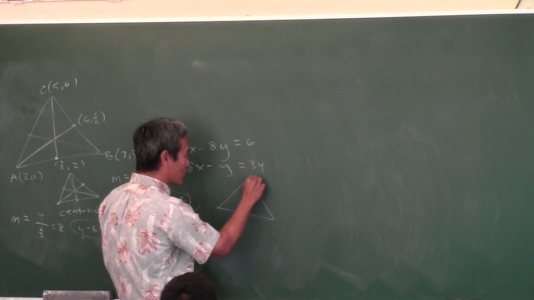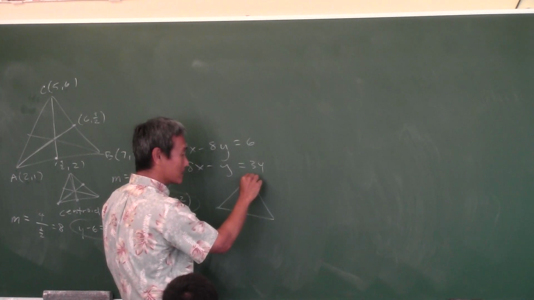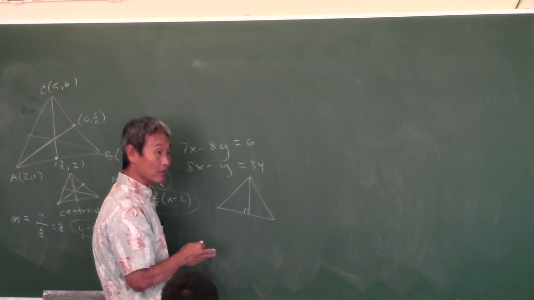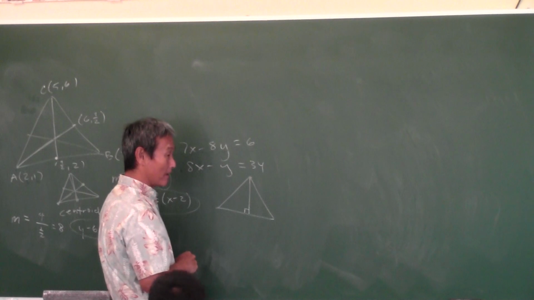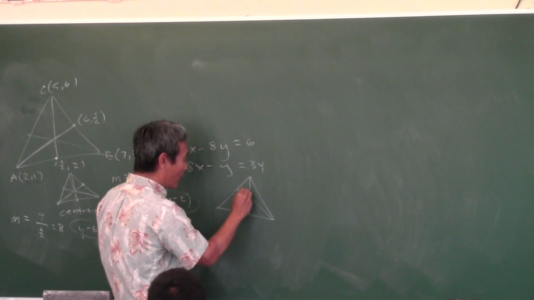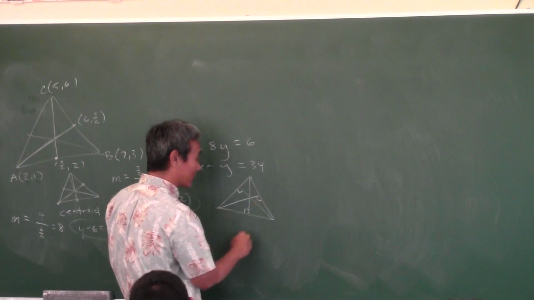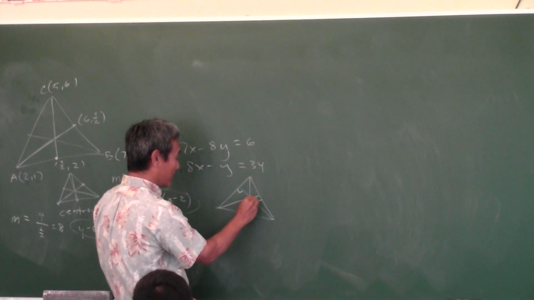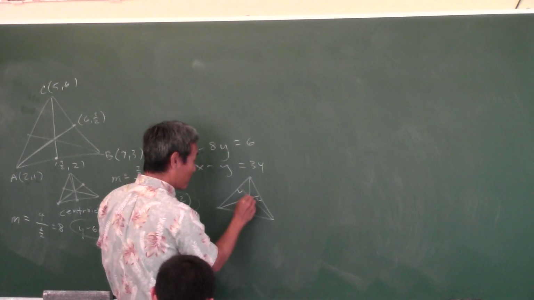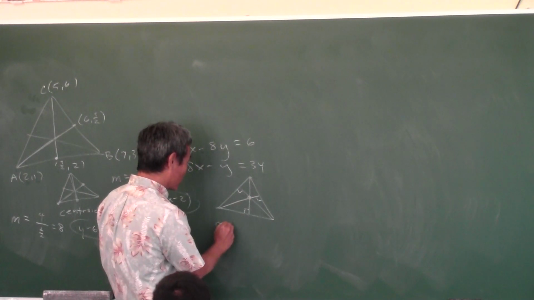An altitude goes from the vertex and it is perpendicular to the opposite side. It's called an altitude. How many altitudes does a triangle have? 3. So if you were to draw all 3 altitudes, what do you know? What did we learn in geometry? That the 3 lines are concurrent at a point called the orthocenter.